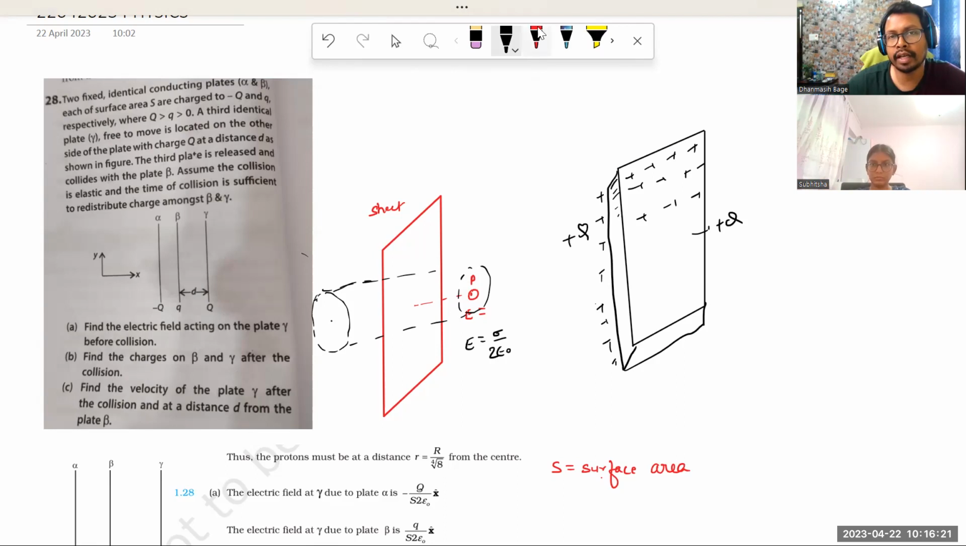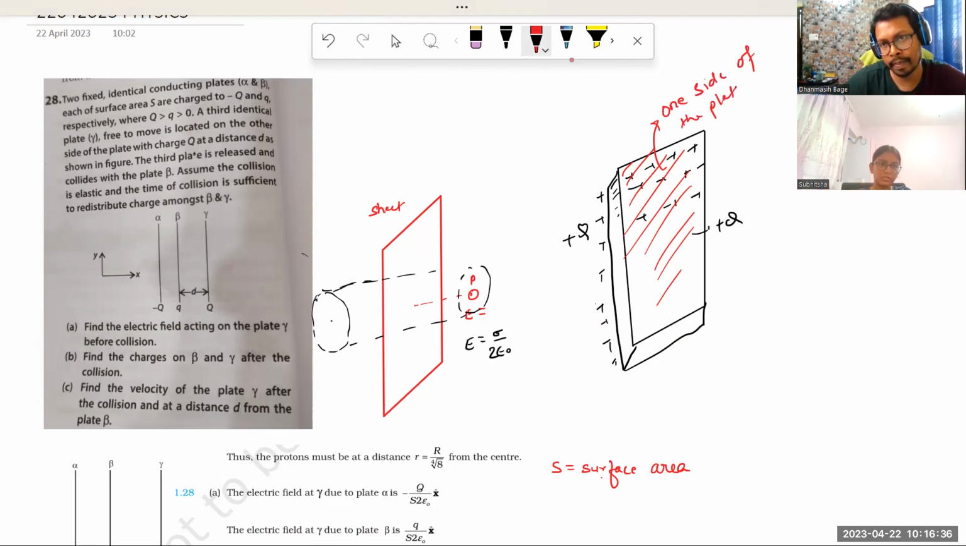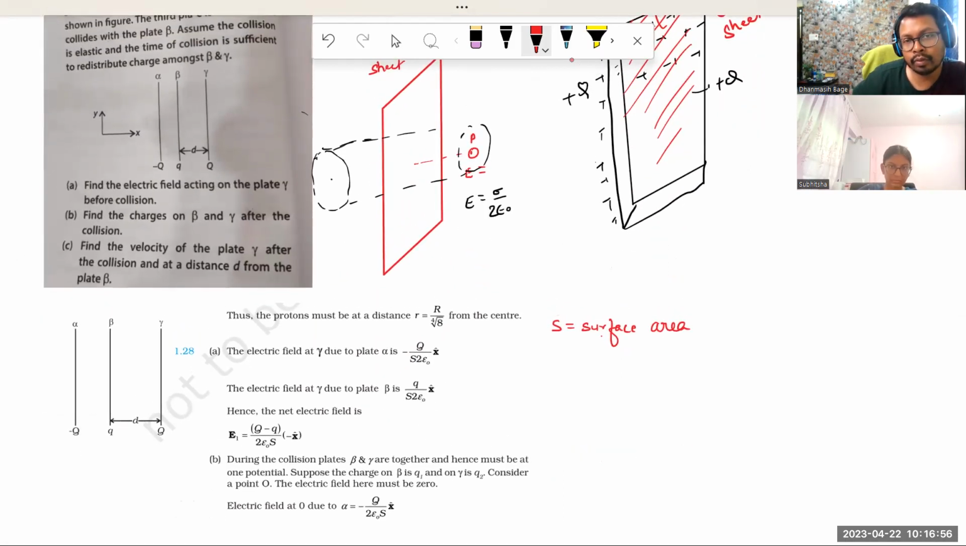So what they are treating, I think they are treating just one side of the plate. One side of the plate will behave like a sheet, right? That is what they are using here. So now it is very, very easy because a sheet produces a uniform field near it. Sigma is equal to what? Sigma is equal to simply Q by S. That's what they are using, right? Yes, sir, that's what I understand.